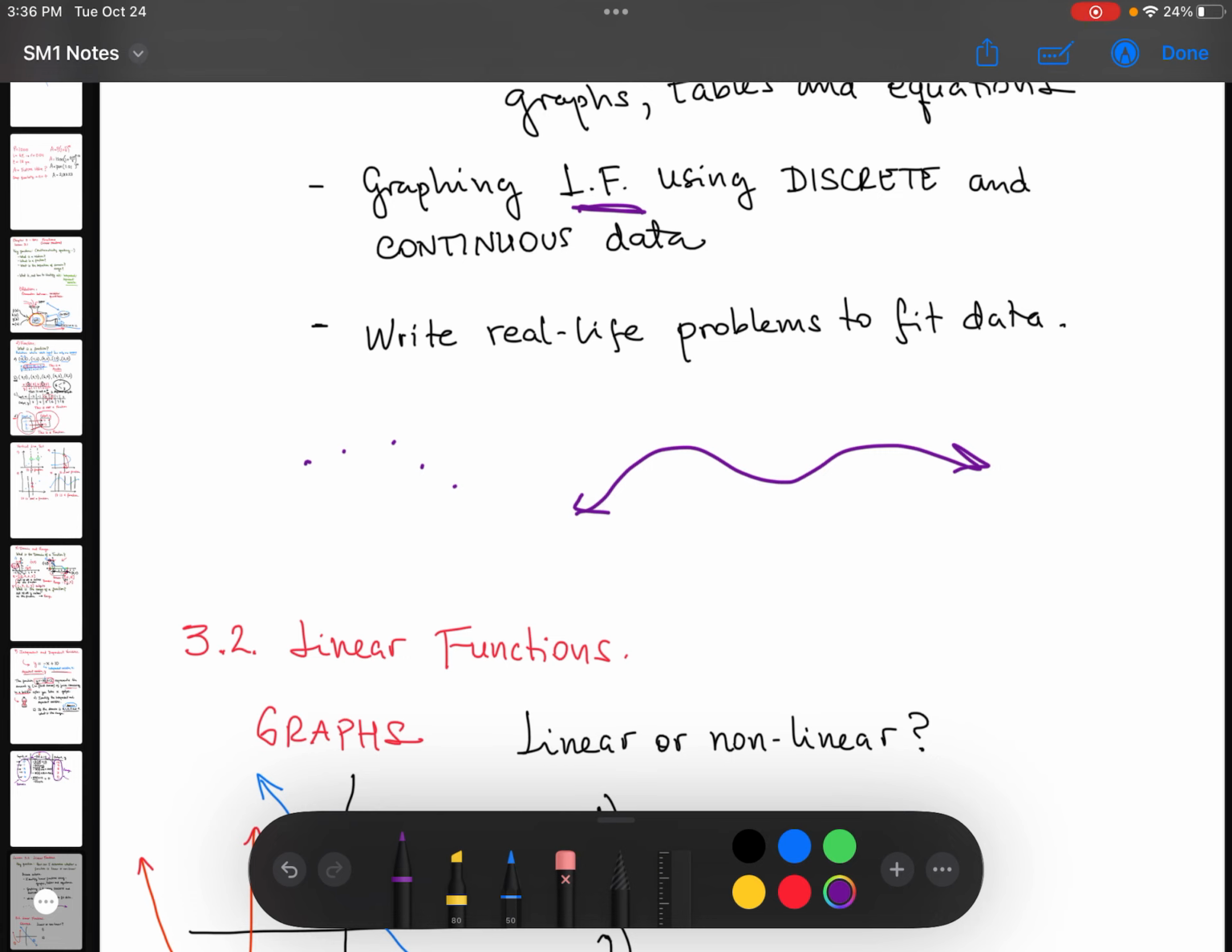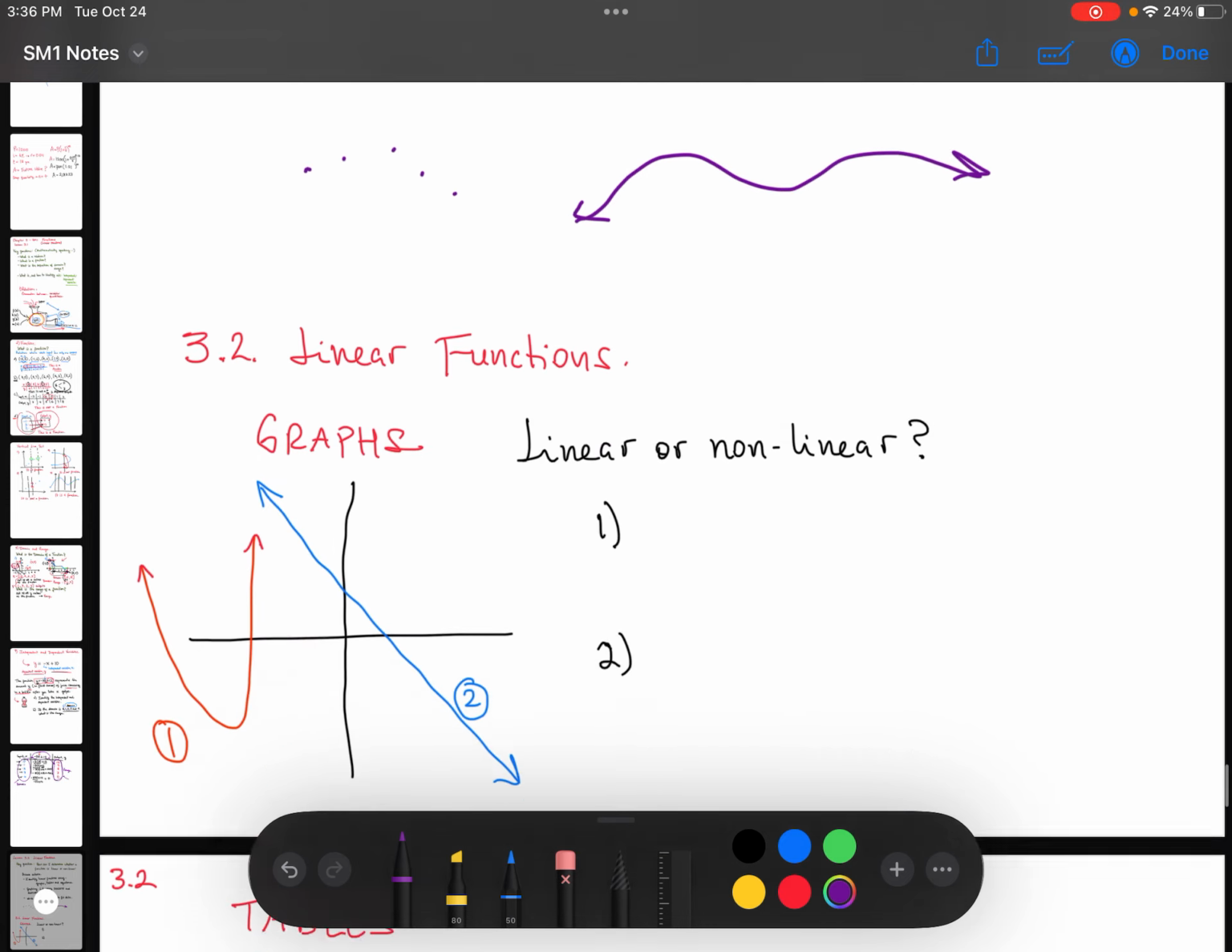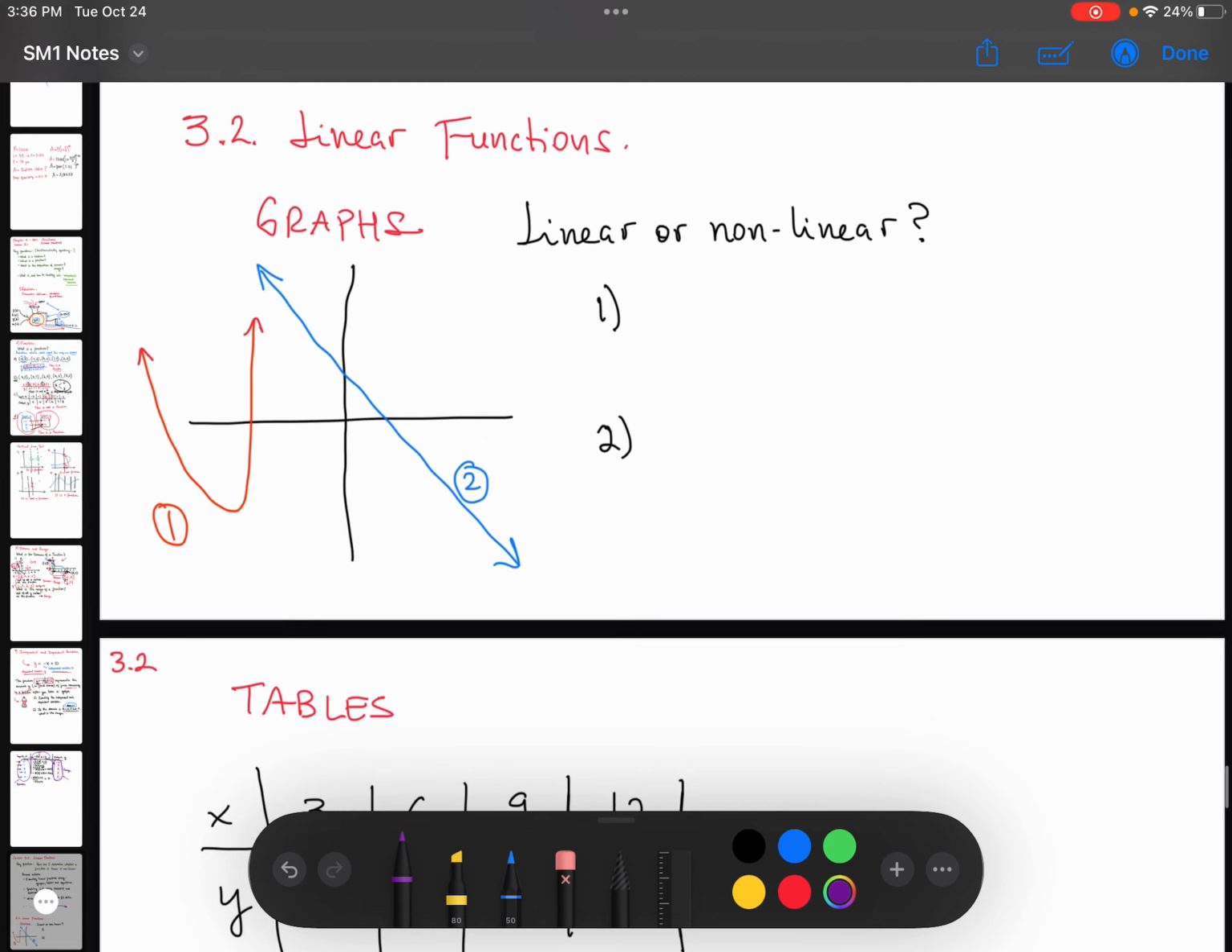It means there's certain data, and based on that, we're going to interpret and figure out how to solve a real life situation. So let's begin with this first part of the function. How can I know whether a graph is linear or not based on its graph? That's the first part. So take a look at this.